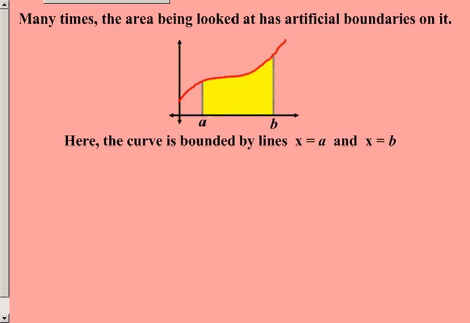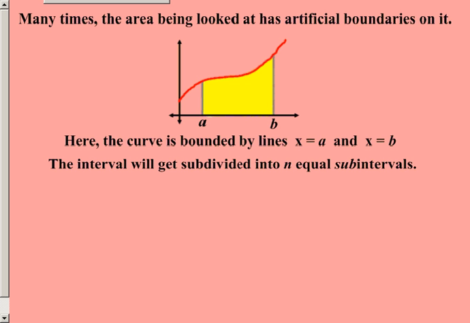Okay, so here the curve is bounded by the lines x equals a and x equals b. The interval is going to be subdivided into n equal subintervals. Okay, so let's look at an artificial interval within our interval. Okay, so a subinterval. This is what we're going to refer to as delta x. Obviously, the change in x as you move from one side of the subinterval to the other side of the subinterval.